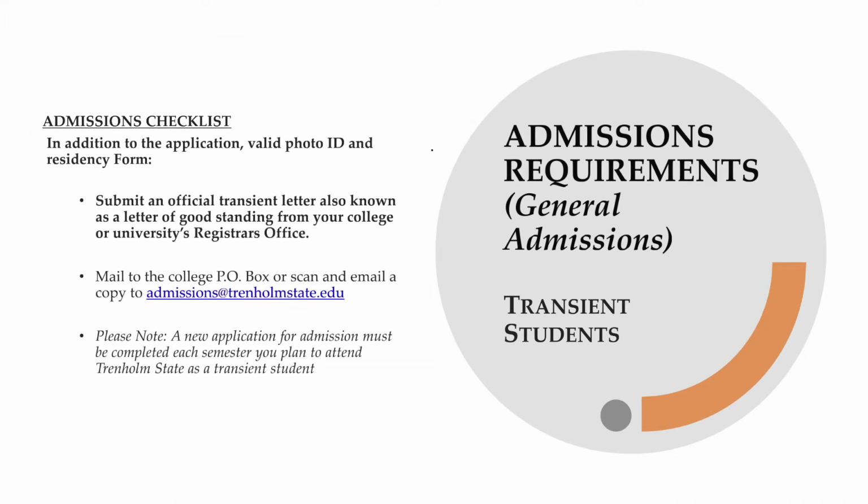For those students that are transient students, in addition to the application, the valid photo ID, and the residency form, you will also submit an official transient letter, also known as a letter of good standing, from the college or university's registrar's office. You can mail this form to our P.O. Box, or you can scan and email a copy of the form to admissions@trenumstate.edu. Please be mindful that a new application for admission must be completed each semester that you plan to attend Trenum State as a transient student.